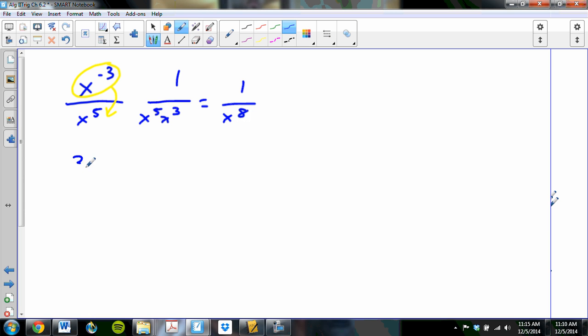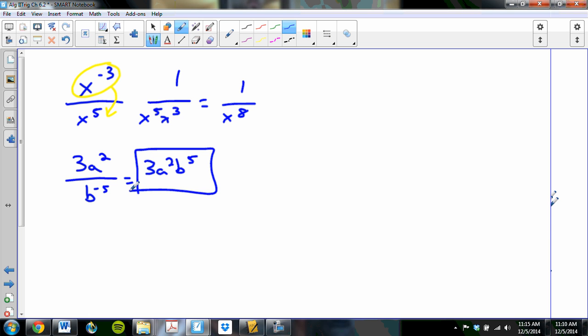And if I had something like this, b to the negative 5 on the bottom is going to move to the top. It's all over 1, which I don't bother writing. There's just nothing left on the bottom. So when you're simplifying these, you can never have negative powers. Okay? Always flip the negative power to the other side of the fraction.